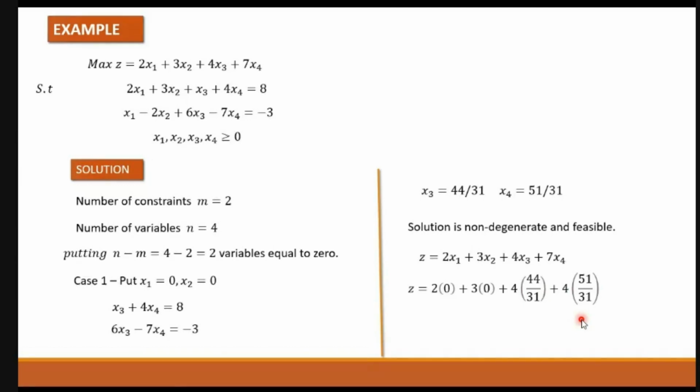What is the value of Z? Either in fractions or in decimals, both will do. Simplify: 4 into 44 by 31 plus 4, it is 7 into here. This is 7 actually.